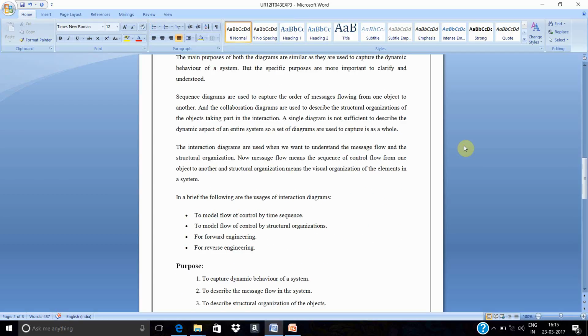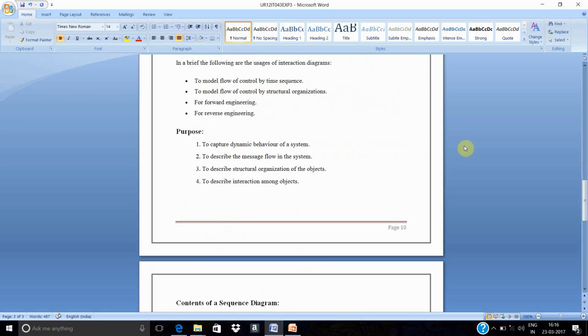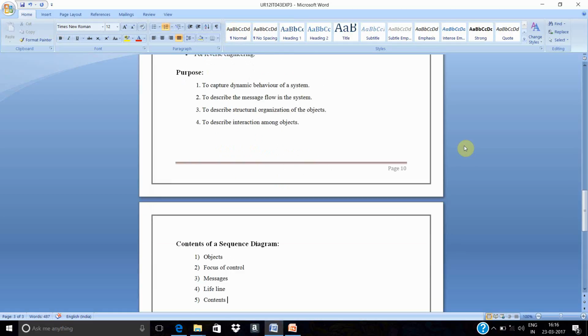In brief, the following are the usages of interaction diagrams: to model flow of control by time sequence, to model flow of control by structural organization, for forward engineering, and for reverse engineering. The purposes of the sequence diagram are to capture the dynamic behavior of the system, to describe the message flow in the system, to describe the structural organization of the objects, and to describe interaction among objects.